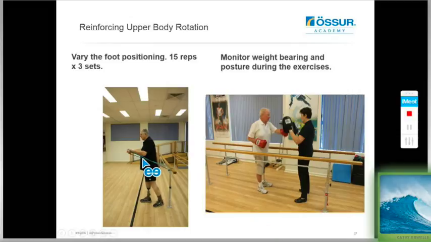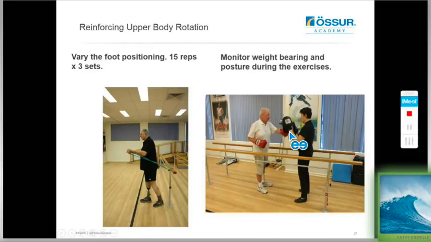We can add resistance, so a resistance band, put the patient in prosthetic mid-stance, the intact leg behind them, and rotate the shoulders in opposition as they would during walking. So we can do that 15 reps in 3 sets to strengthen that motor pattern. We need to monitor weight bearing and posture during all of these exercises.